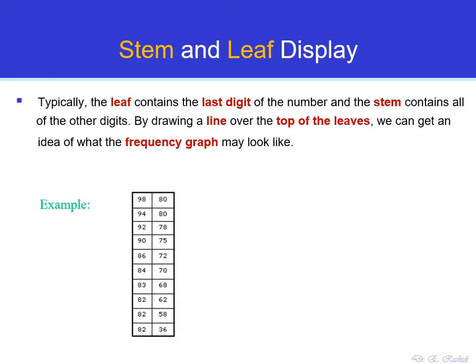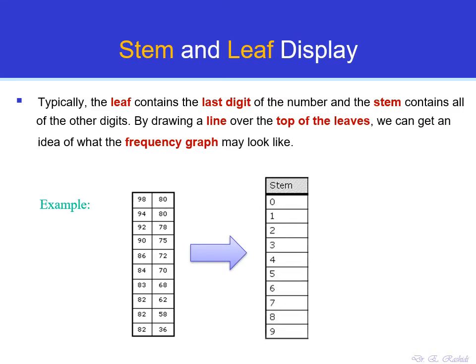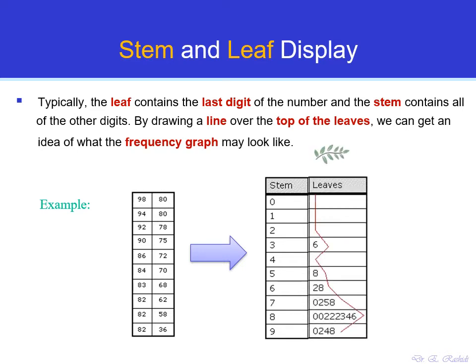Suppose I have this set of data. So I have these 2-digit numbers, but they don't have to be 2 digits. Let's create a stem and leaves display for this. First, I'm going to create a stem column. So this is the stem column. I'm going to fill it with digits 0, 1, 2, up to 9 from top to bottom in an ascending order. Then I'm going to create the leaves column for this. So this is a stem and leaf display.